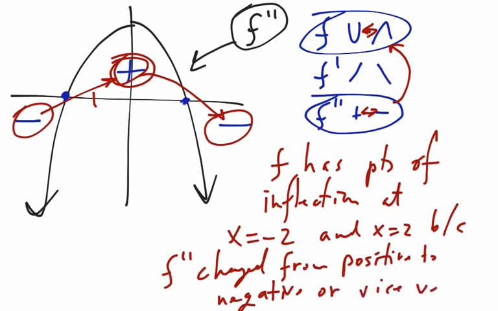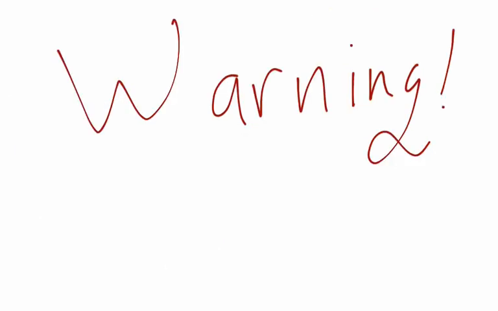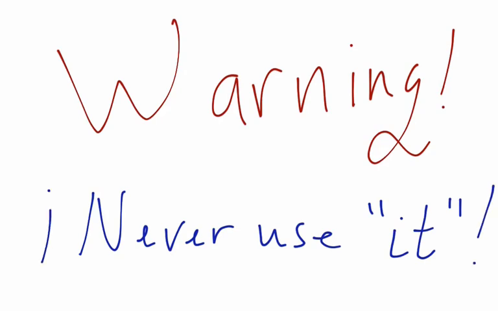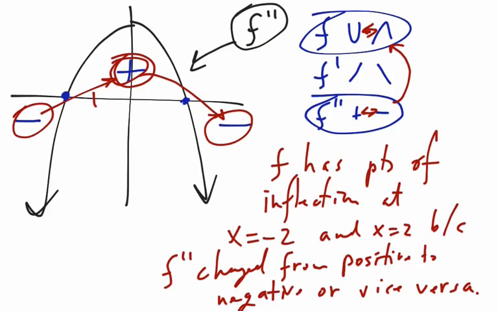It's also okay to justify each one separately, so if you want to write two separate sentences, you can. Warning, never use "it," because it could refer to anything, and if you say it, it means that I don't know what you're talking about, and you might not know what you're talking about, so please use not the word "it," but be specific.